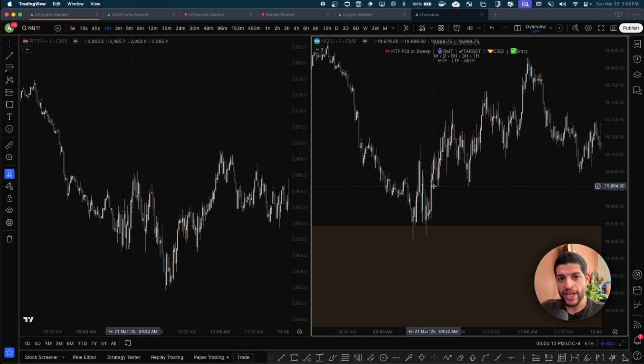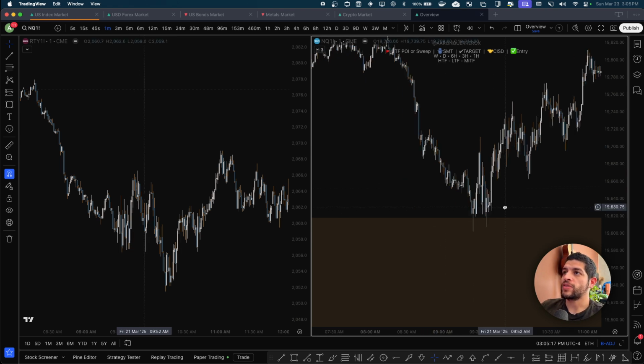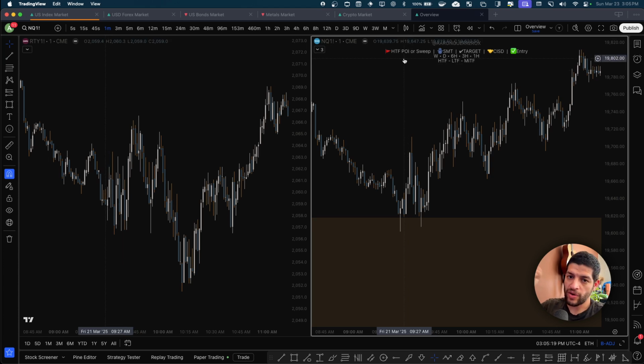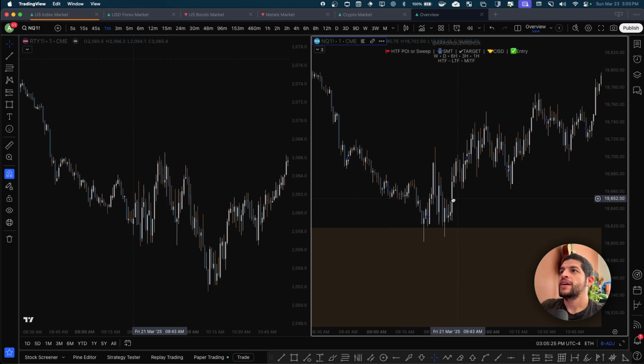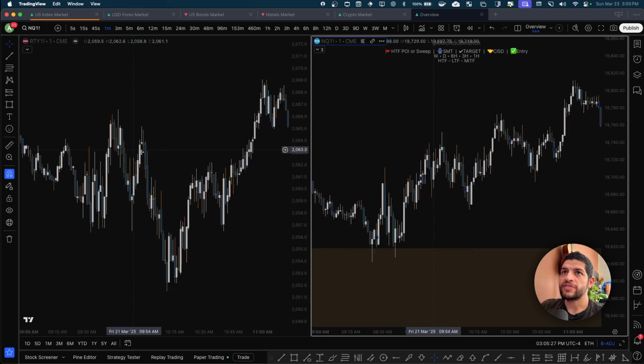So don't just use SMTs. You have to stack probabilities. I stack SMTs with a high time frame POI, with a sweep, manipulation, and then I look for a target, then I look for a CISD, and then I look for my entry. But I'm just showing you the power of standard deviation.